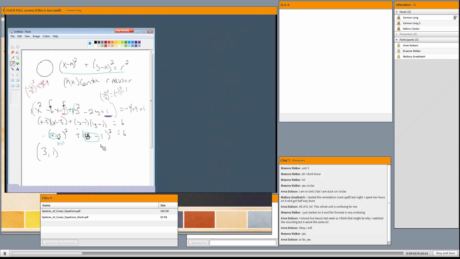Now here's the place that some students won't be able to figure out. Radius squared equals 6. So what does the radius equal? Everybody write it down. Hurry, hurry, hurry. I'll give you a second. Write that in the Q&A pod. What does the radius equal? Put that in the Q&A pod.